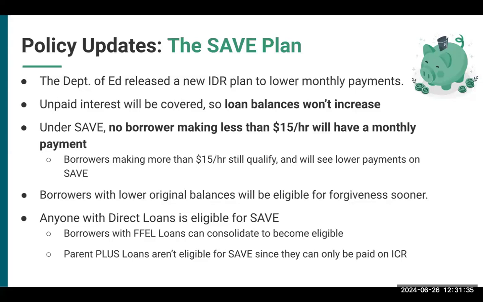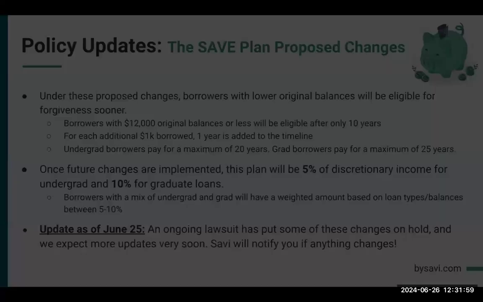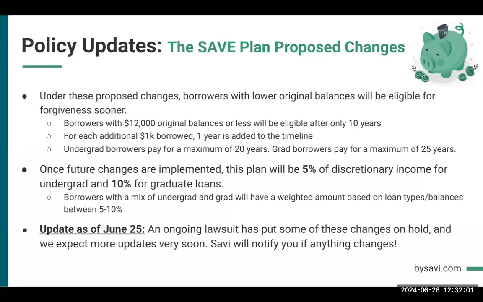As I mentioned, the SAVE plan is already available, and anyone who has direct loans is eligible. If you have FFEL loans, you can consolidate to become eligible for SAVE. It's important to note that the only people who do not qualify are borrowers with Parent Plus loans, since the rules state that those can only be paid on the ICR plan. So all of those benefits are available right now.